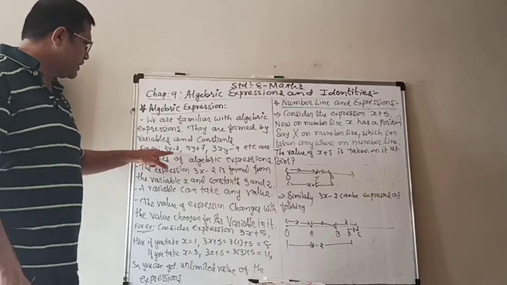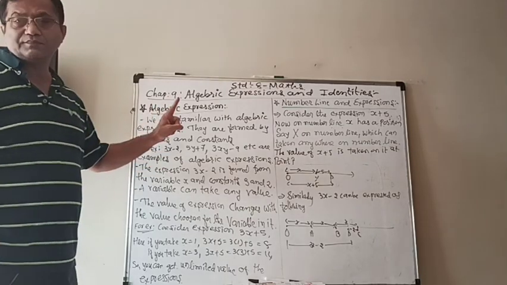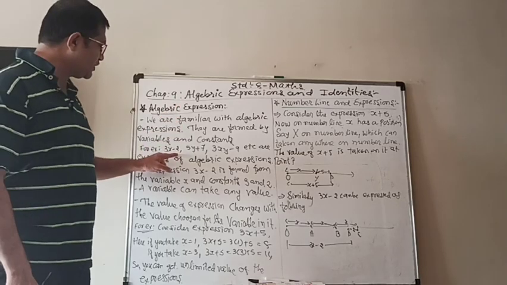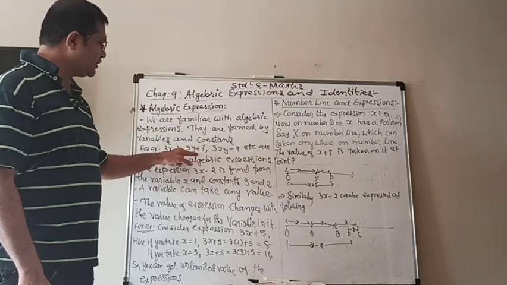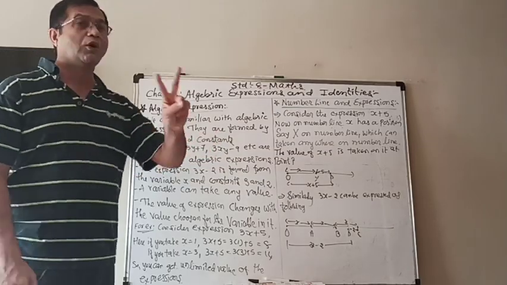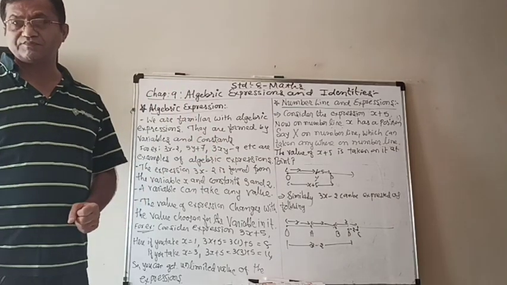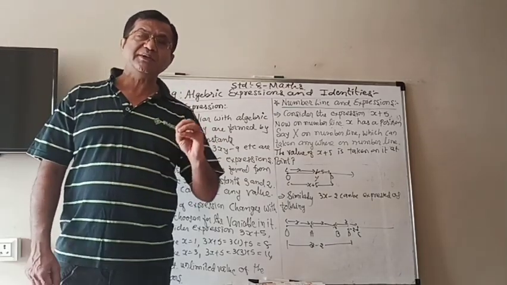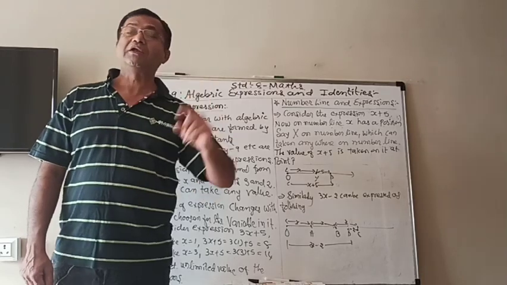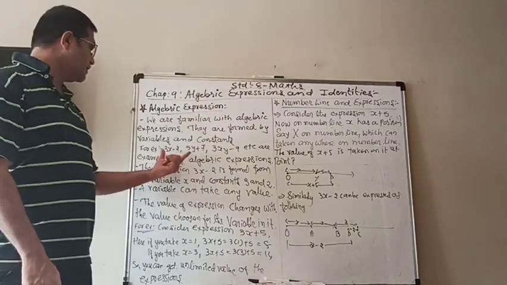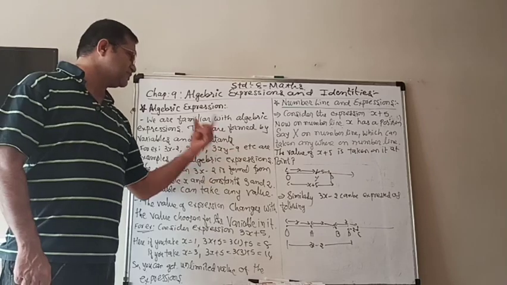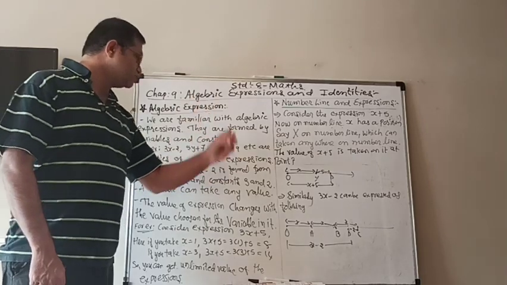Here you can see that these have only one variable. So it is an expression in one variable. This is also one variable. But here x and y, both the variables are used. So it is an algebraic expression in two variables. These are in one variable, but this is an expression with two variables.